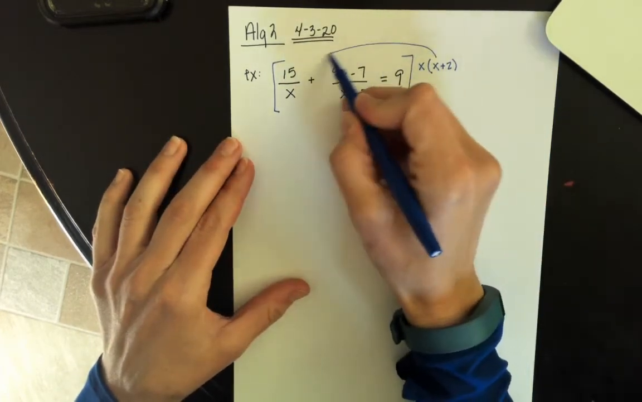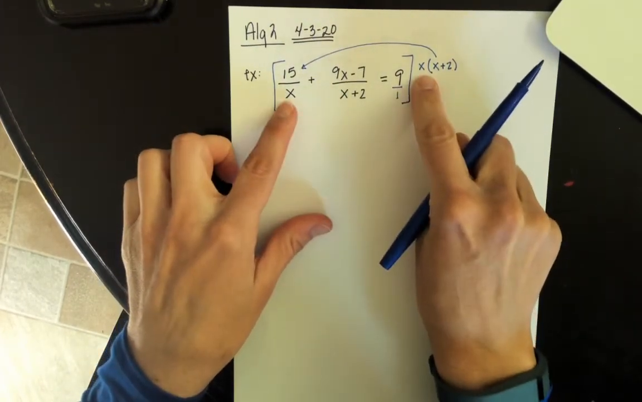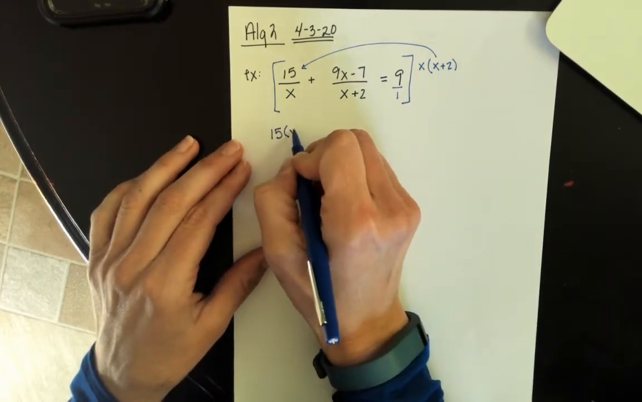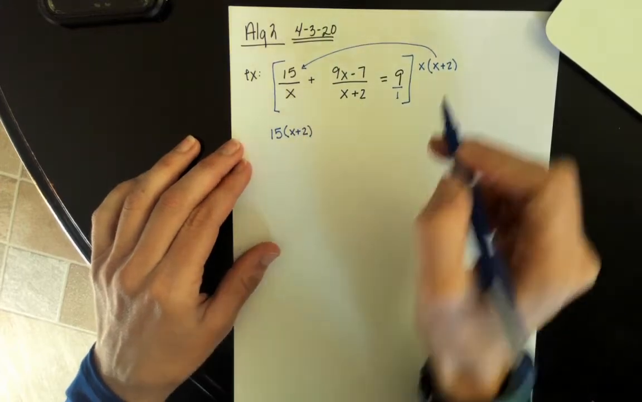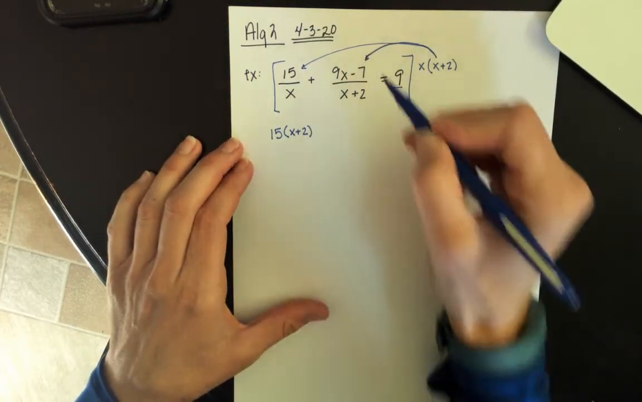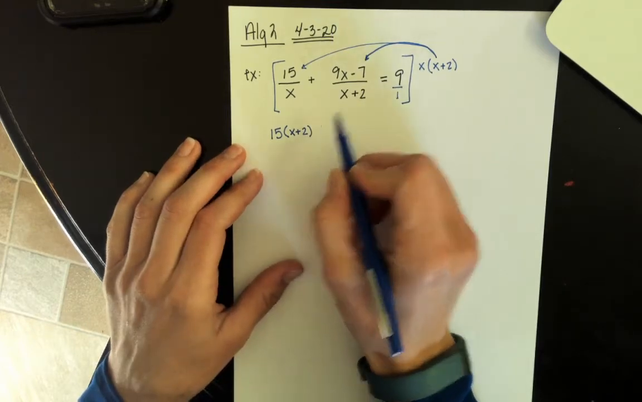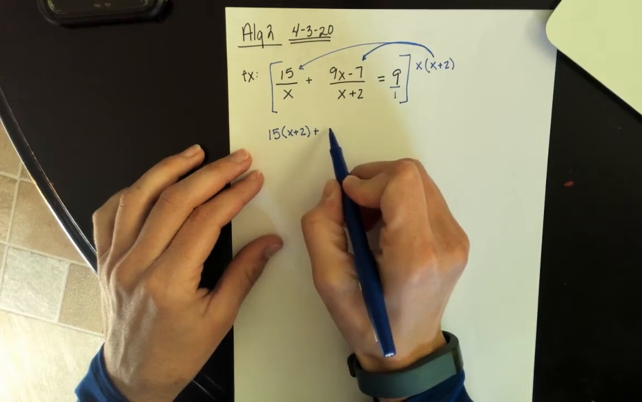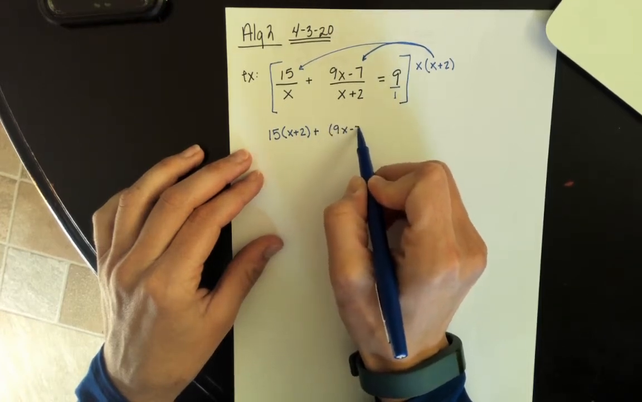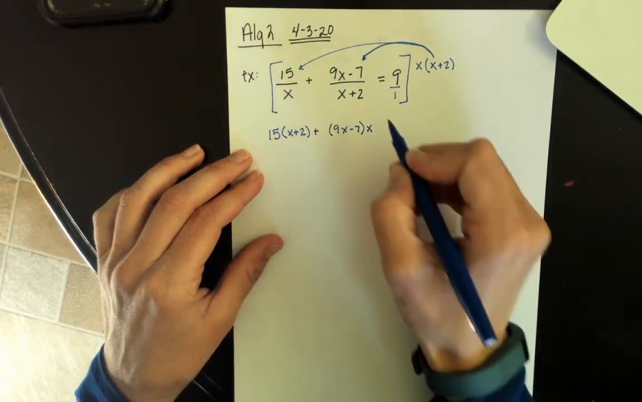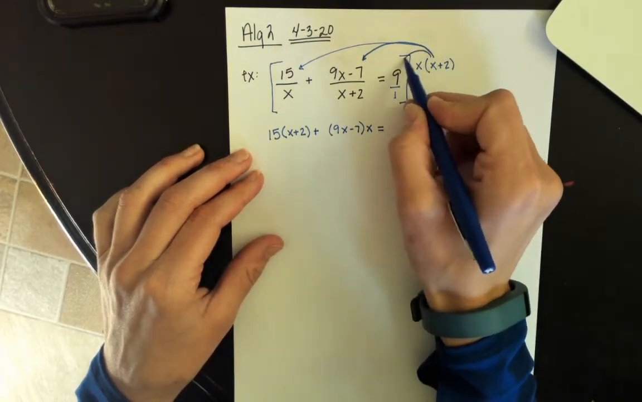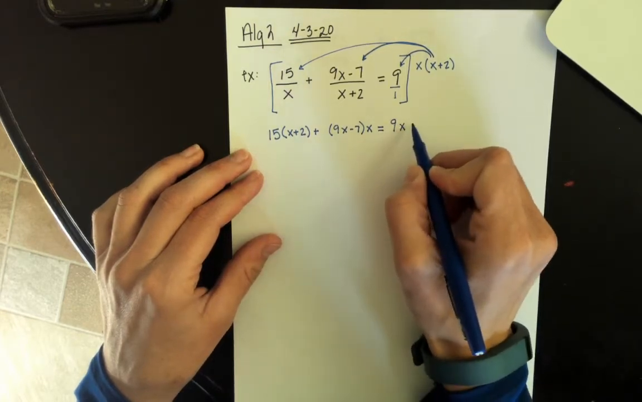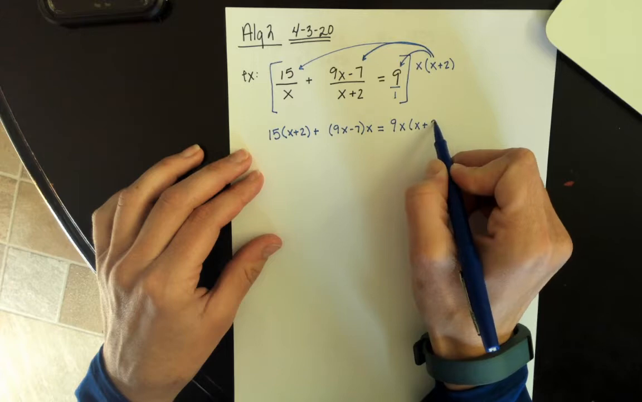And when I do distribute, the x's will cancel in this first fraction, but we are going to be left with the x plus 2 that will multiply with 15. In the next fraction, the x plus 2's are going to cancel, but I'm still left with x. So we're going to end up multiplying that 9x minus 7 times x. And in this last one, there was nothing that's going to cancel. So we end up with 9 times x plus 2.